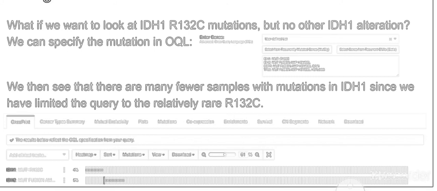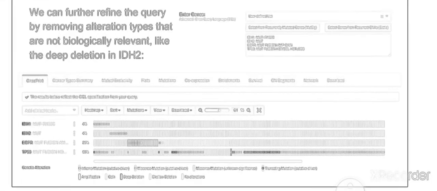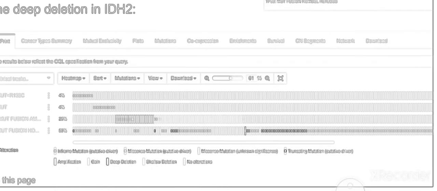We then see that there are many fewer samples with mutations in IDH1 since we have limited the query to the relatively rare R132C. We can further refine the query by removing alteration types that are not biologically relevant, like the deep deletion in IDH2.